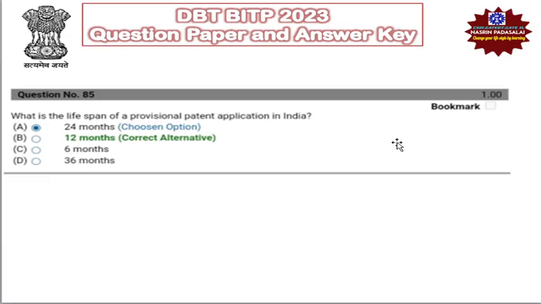You can refer to the frequently asked questions available on the IPR website or patent website of India. From that FAQ PDF only, many questions have been asked. So if you are going to prepare for some other examination next year, don't leave those PDFs that are available on the official website.